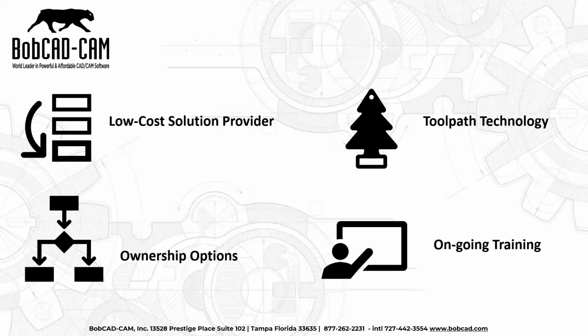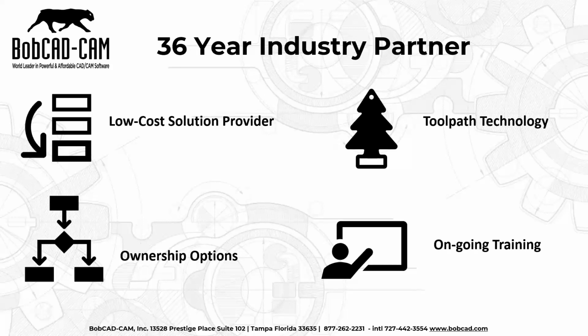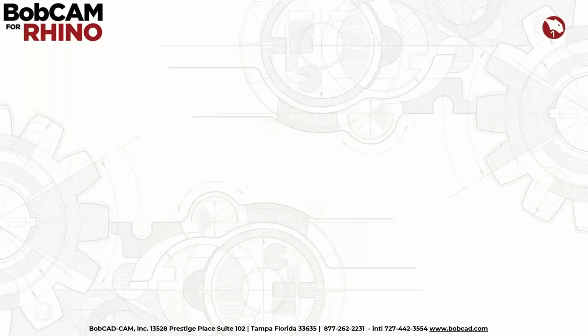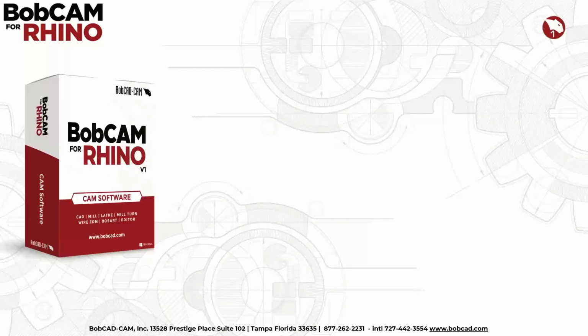Now, why are we here today? Well, after 36 years, we finally have a plugin for Rhino that runs right inside the native design system, and that's what we're introducing today. This is the BobCAM for Rhino V1. It's a CAM plugin, so it adds right into the Rhino product. It works in 6 and 7, so Rhino 6 and 7 users.